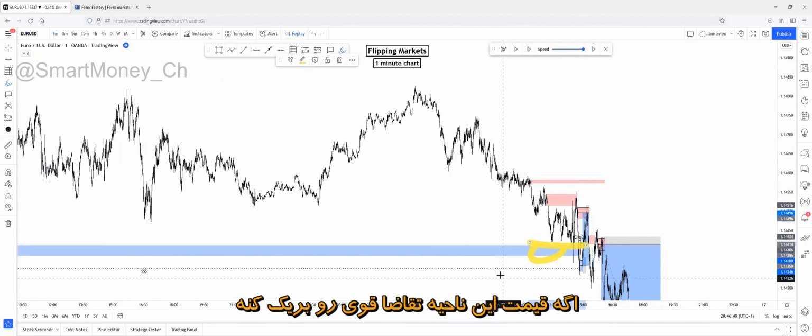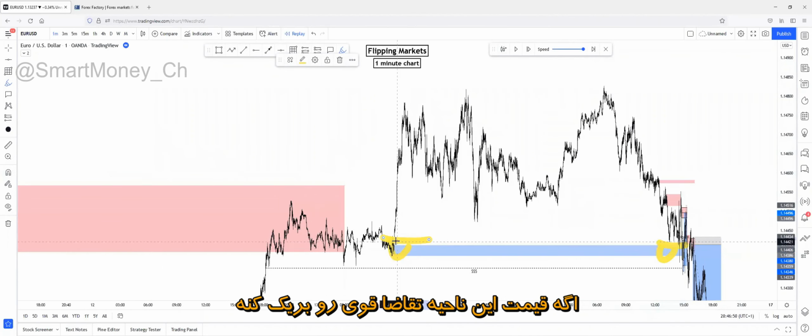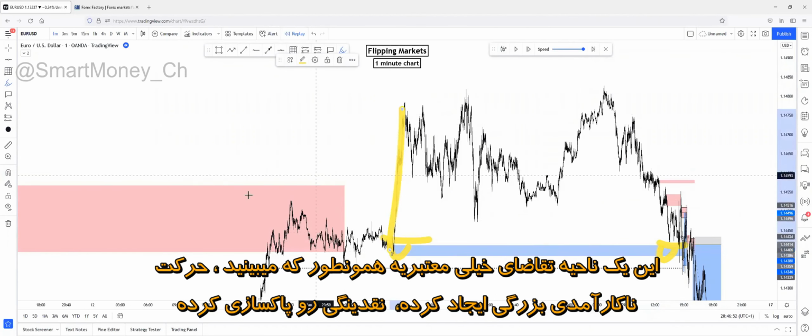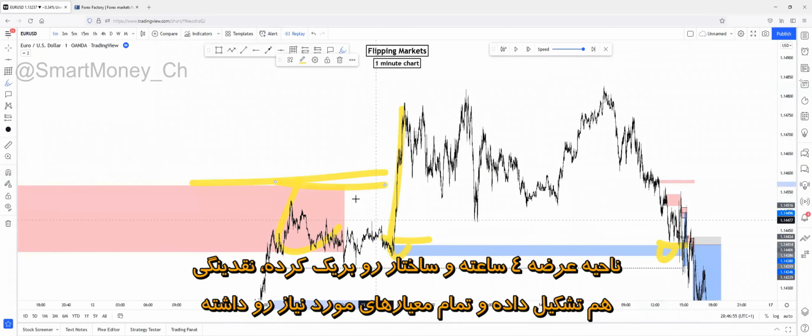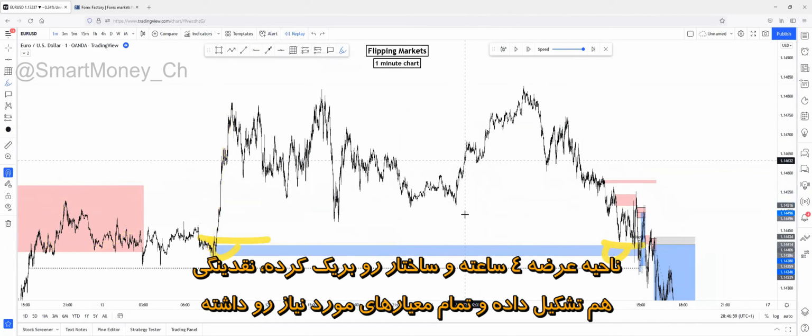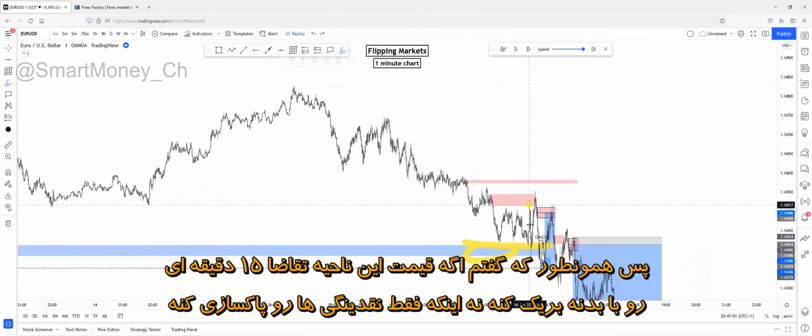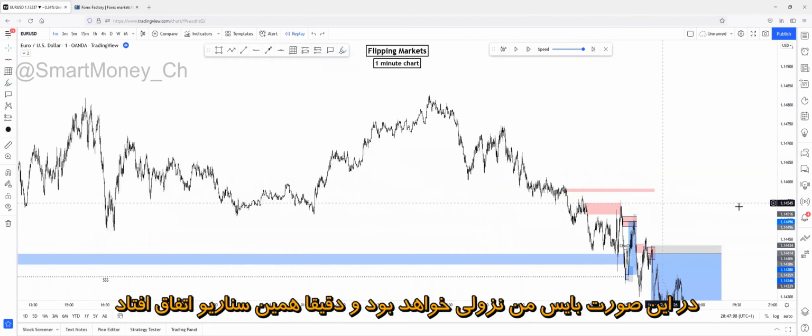If price breaks below this huge demand zone, this is a pretty valuable demand zone, as you can see. It created huge inefficiency, swept liquidity, broke the 4-hour supply zone, broke structure, created liquidity, every single criteria is fit. So as I said, if price breaks below this demand zone with a 15-minute body closure, and not just a liquidity sweep wick, then my bias will be bearish.